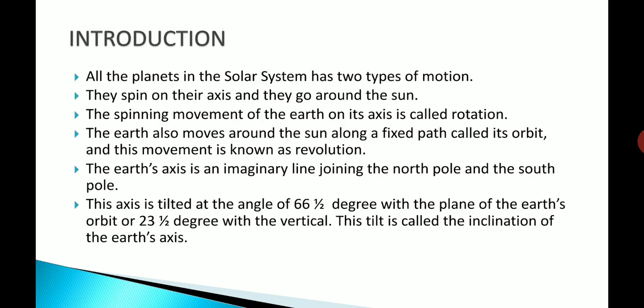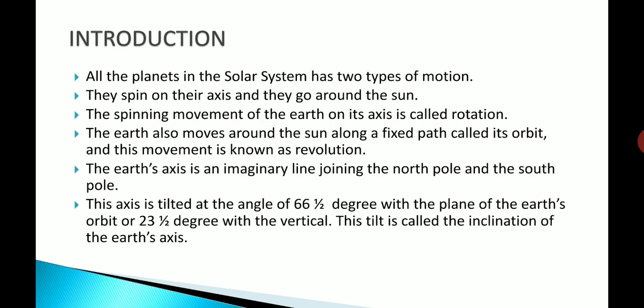The Earth's axis is an imaginary line joining the North Pole and the South Pole. The axis is tilted at an angle of 66 1/2 degrees with the plane of the Earth's orbit, or 23 1/2 degrees with the vertical. This tilt is called the inclination of the Earth's axis. Okay, so let's get understood with the introduction of this chapter.